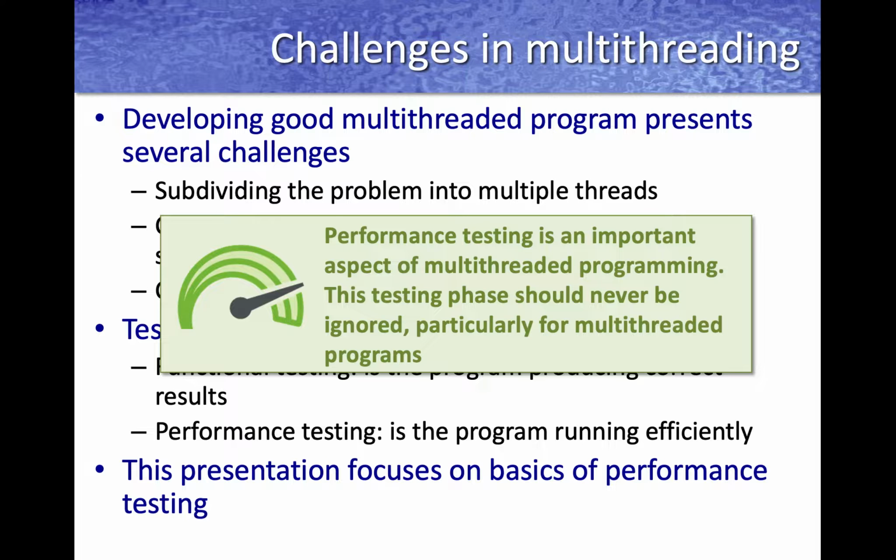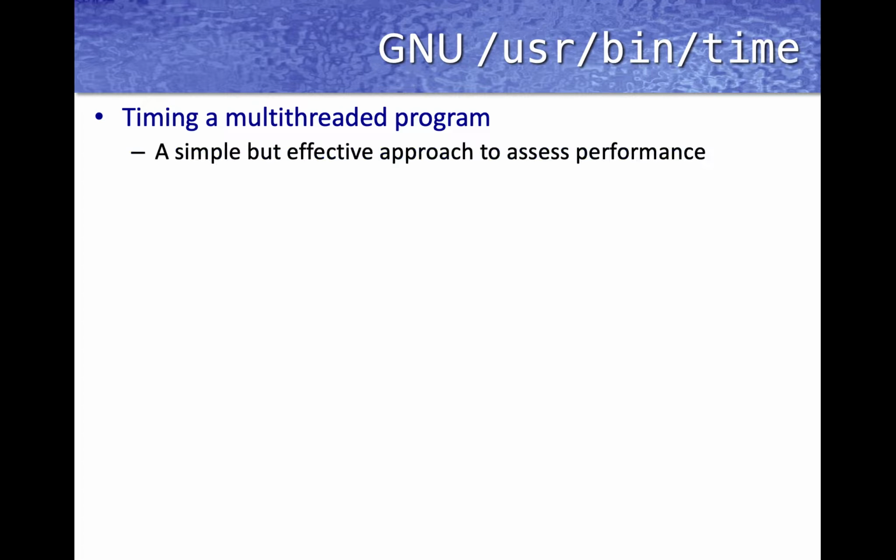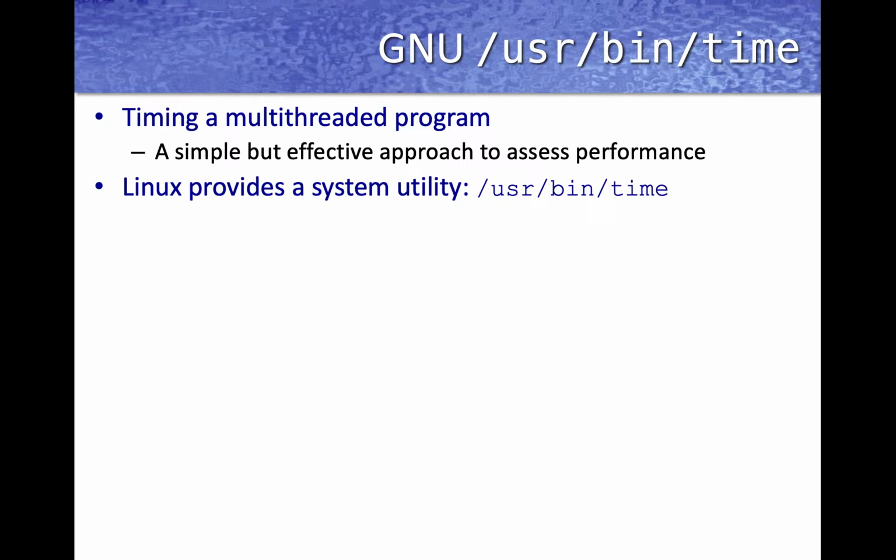Keep in mind, performance testing is an important aspect of multithreaded programming. This performance testing phase should never be ignored or skipped, particularly for multithreaded programs, in order to ensure efficient and correct multithreading. Timing a multithreaded program provides a simple and effective approach to assess the overall performance of a multithreaded application.